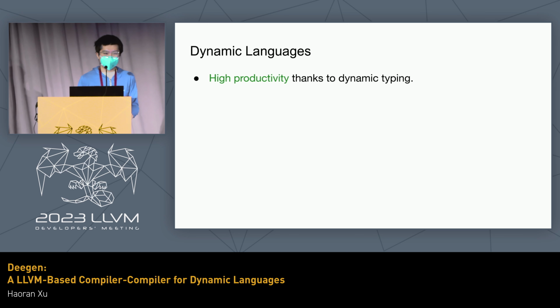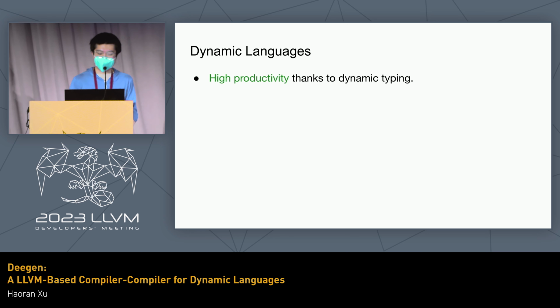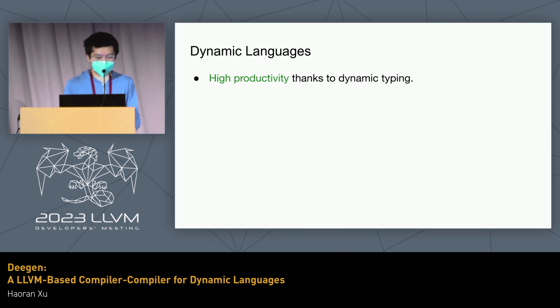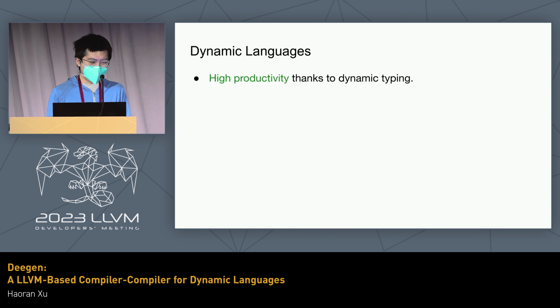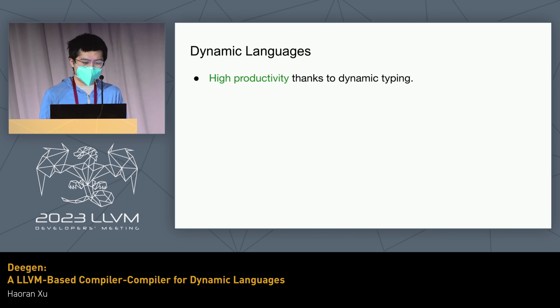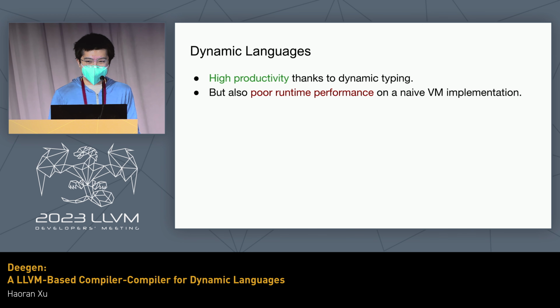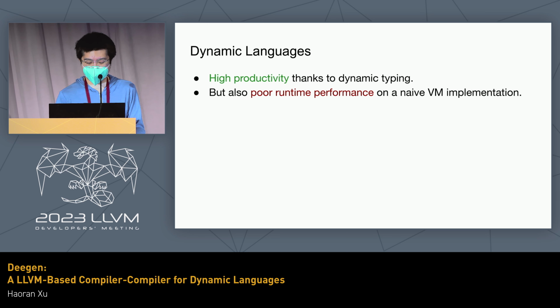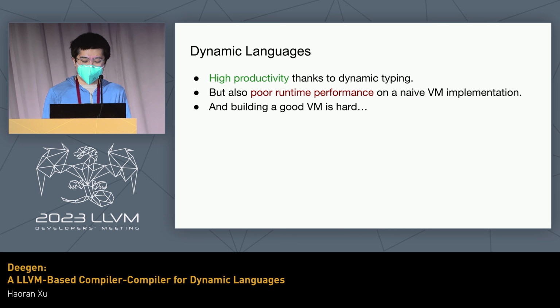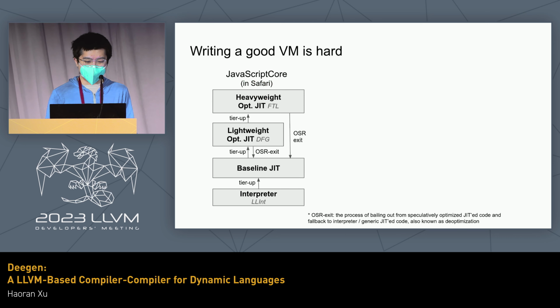So today we'll be talking about dynamic languages, and I guess I don't need to explain what a dynamic language is. I'm sure everyone has heard of Python or things like that. Thanks to dynamic typing, it's quite easy to program in a dynamic language. But due to the high level of dynamism, on a simple VM implementation the execution performance is poor, and it's really hard to build a good VM. So let's take a look at the state-of-the-art VMs.